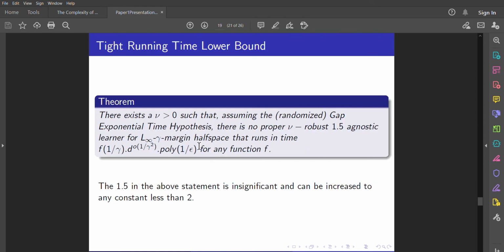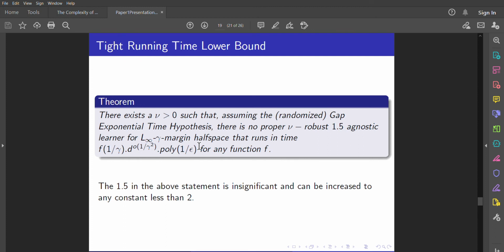The next contribution is the tight running time lower bound, and the theorem is as follows. The theorem says that there exists a nu greater than 0 such that, assuming the randomized gap exponential time hypothesis, there is no proper nu robust 1.5 agnostic learner for L infinity gamma margin half space that runs in time f of 1 by gamma times d to the power of small o of 1 by gamma square times polynomial in 1 by epsilon for any function f.